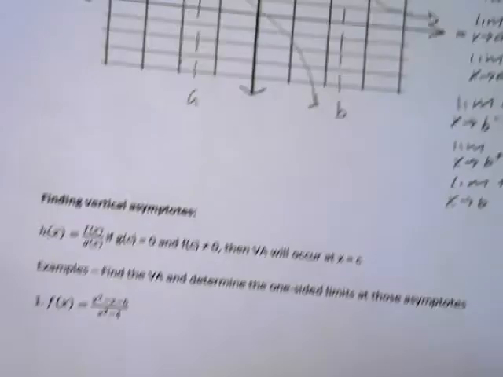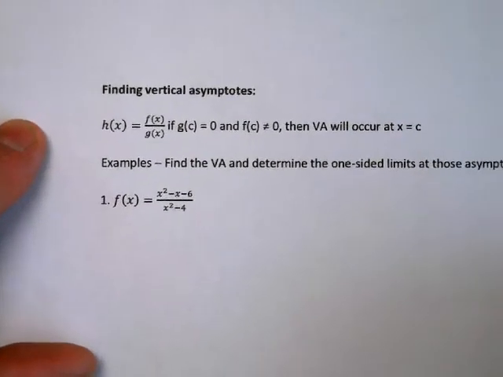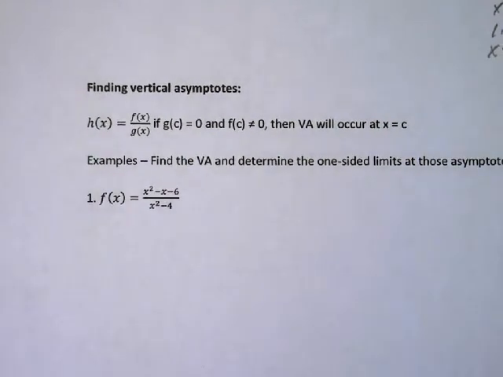Okay, let's take a look at a couple things here. Finding vertical asymptotes. h of x equals f of x over g of x. If g of c equals 0 and f of c is not equal to 0, then a vertical asymptote will occur at x equals c. Now here's some examples. Find the vertical asymptote and determine one-sided limits at those asymptotes.